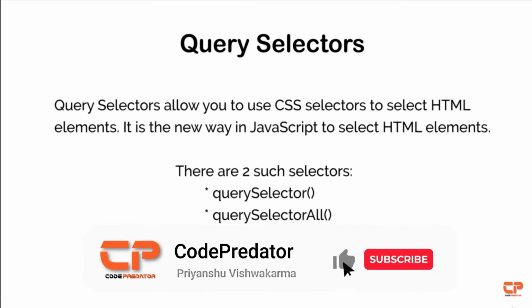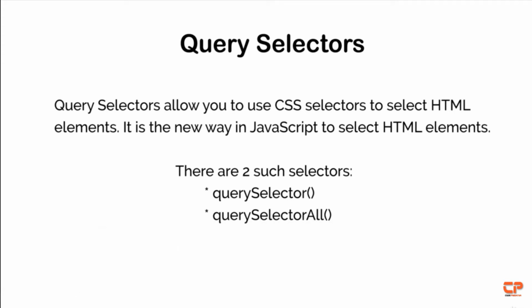In today's video, we will talk about how to select HTML elements using query selectors. Query selector allows you to use CSS selectors to select HTML elements. It is the new way in JavaScript to select HTML elements. There are two such selectors, querySelector and querySelectorAll.